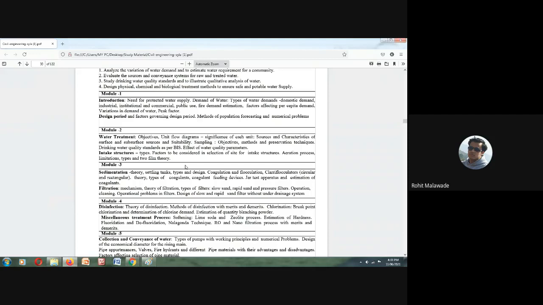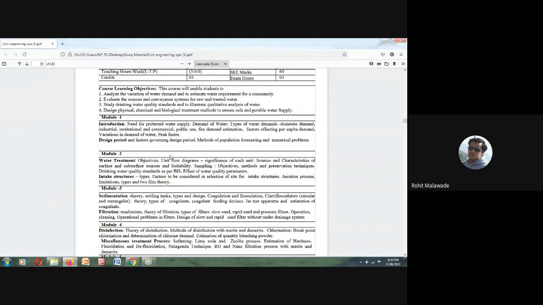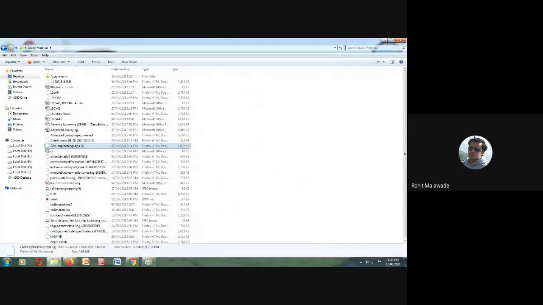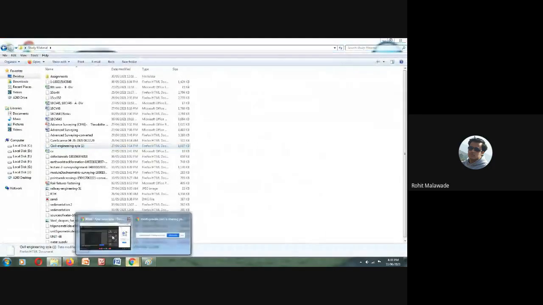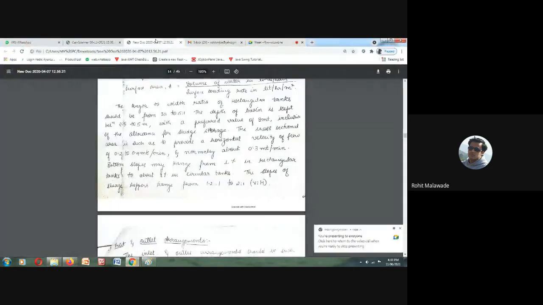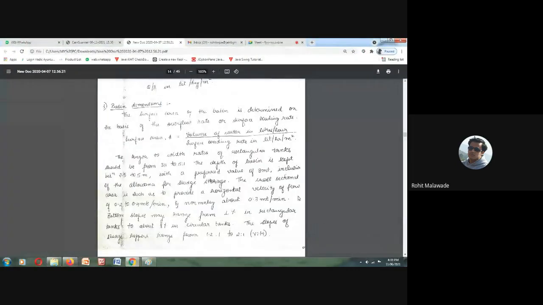But in module 2 we are left with the unit flow treatment diagram, which we are going to see now. Your unit flow diagram of your water treatment plant. We have not covered it.